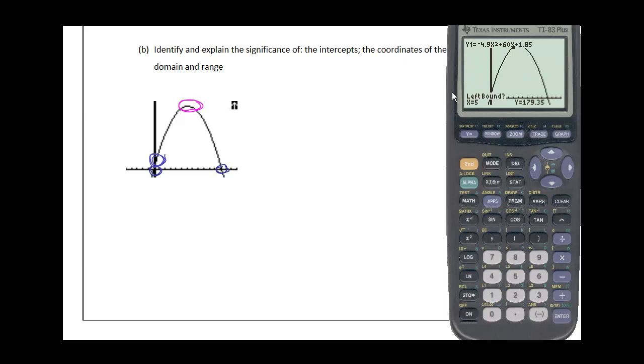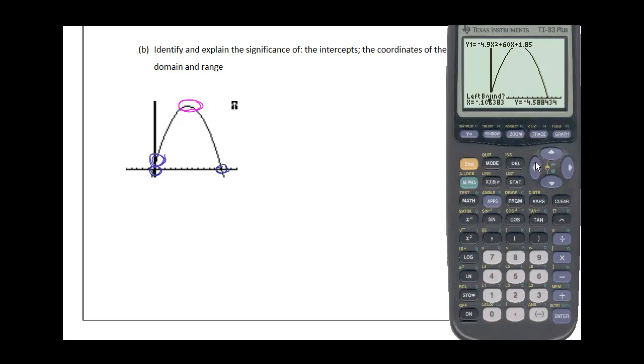Now it's saying left bound at the bottom there. Well, when we're finding our intercepts using our calculator, we have to calculate the left and the right hand side in order to find the actual intercept. So we need to go and move our cursor. This might take a little bit. And move it to the left side of our intercept.